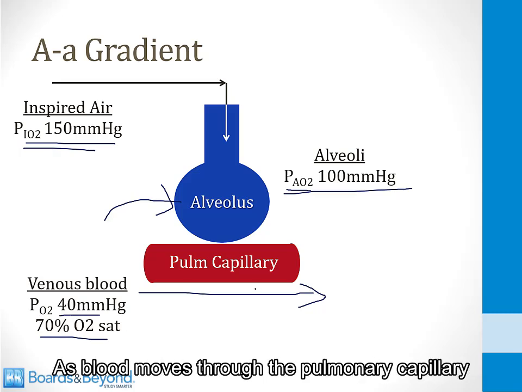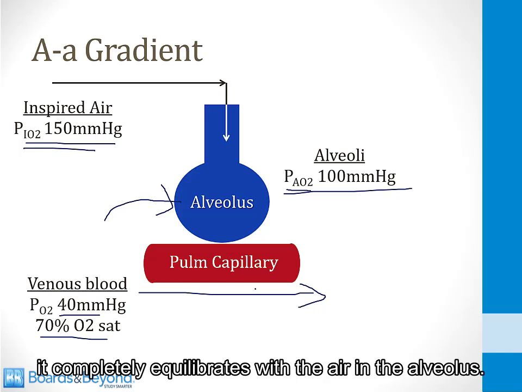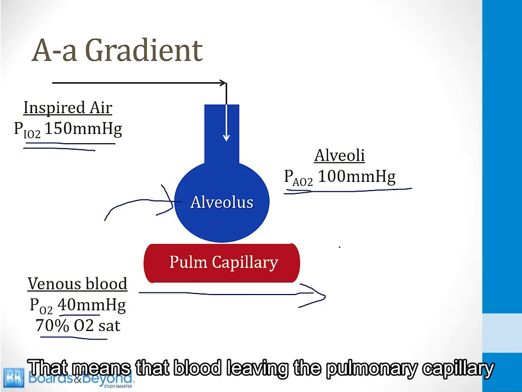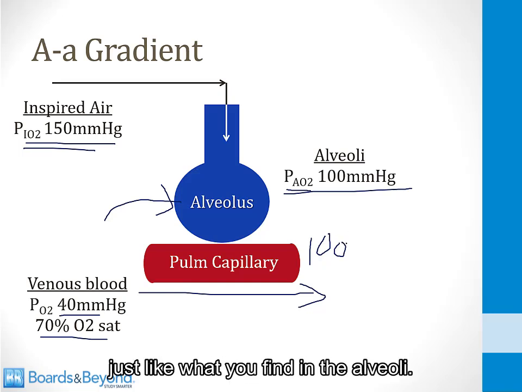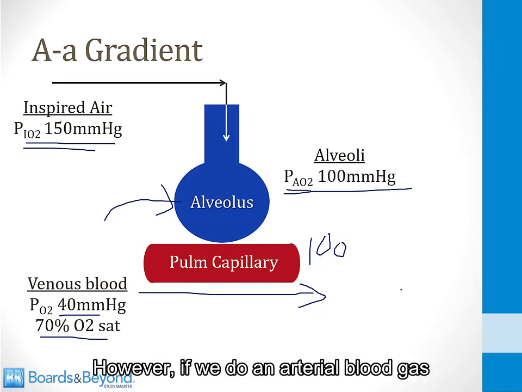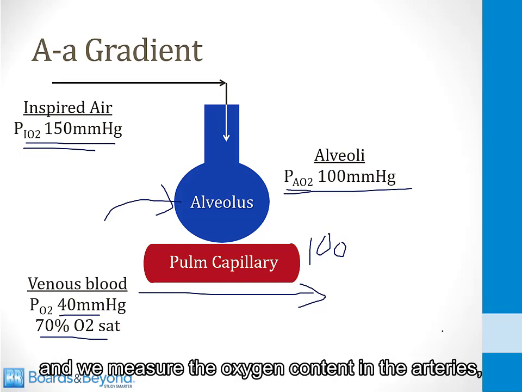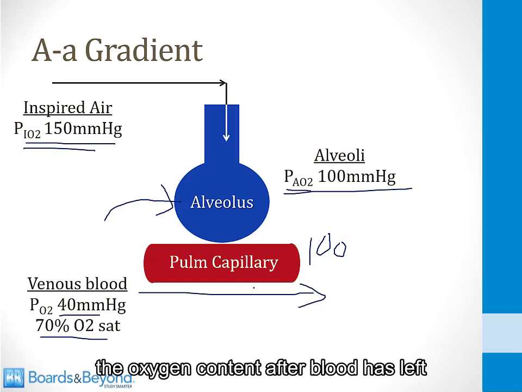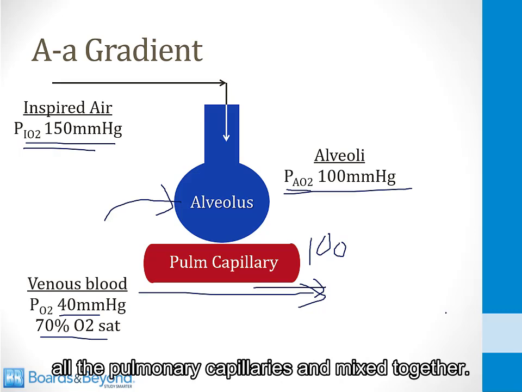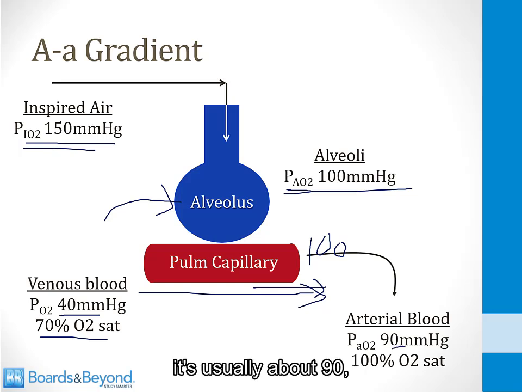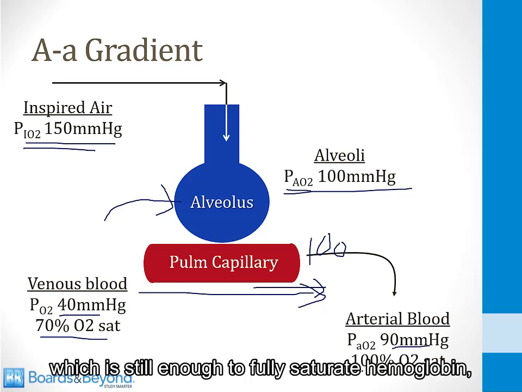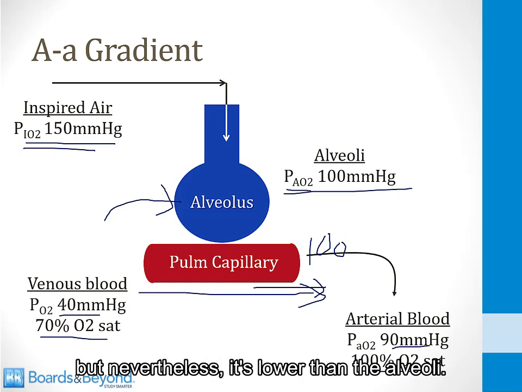As blood moves through the pulmonary capillary, it completely equilibrates with the air in the alveolus. That means that blood leaving the pulmonary capillary will have an oxygen concentration of 100 millimeters of mercury, just like what you find in the alveoli. However, if we do an arterial blood gas and we measure the oxygen content in the arteries, in other words, the oxygen content after blood has left all the pulmonary capillaries and mixed together, what we find is that it's not 100. It's lower than 100. It's usually about 90, which is still enough to fully saturate hemoglobin, but nevertheless, it's lower than the alveoli.